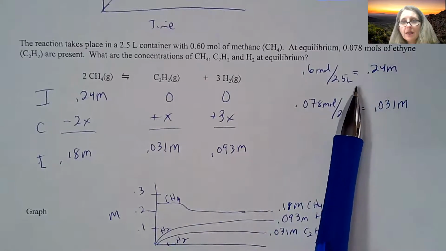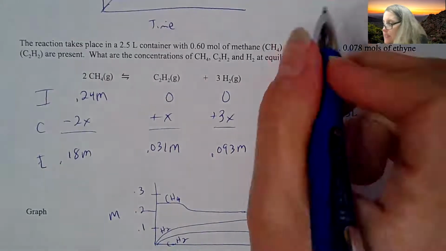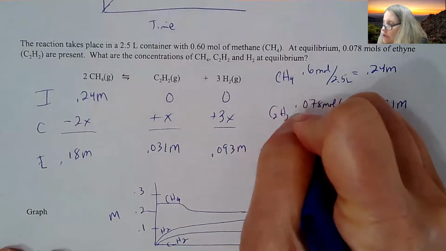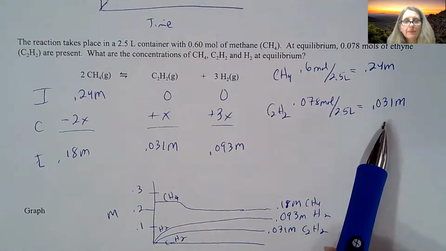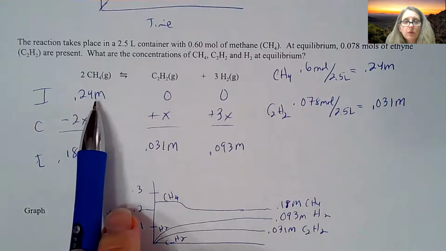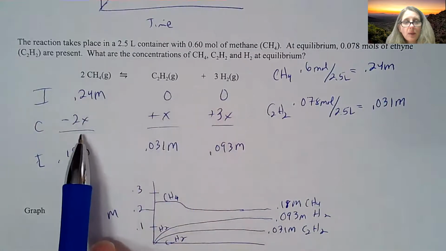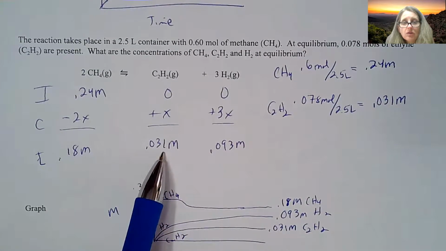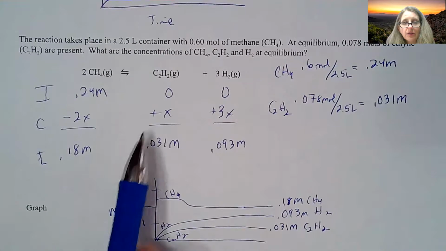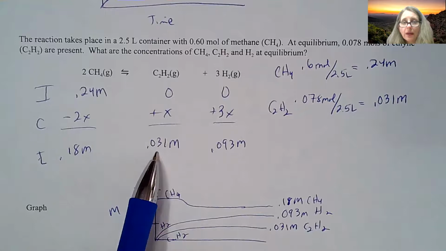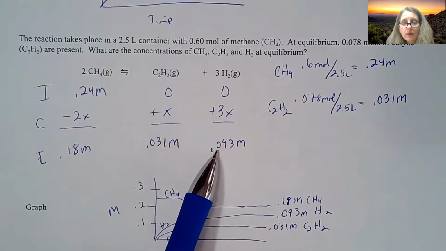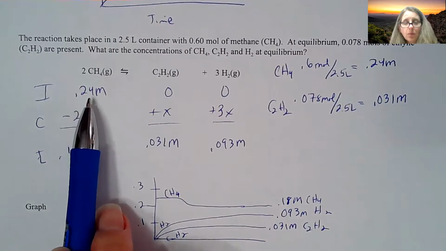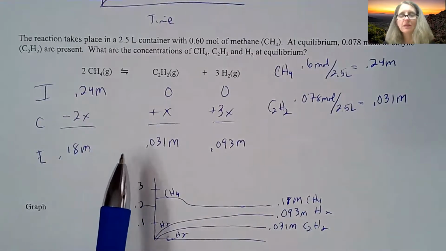What you will see over here on the side is I calculate the molarity of the methane, the CH4, taking the moles divided by the liters, and then this is the ethyne, the C2H2, over here on the right-hand side. So I have 0.24 molarity of the methane, this is starting at 0, 0, minus 2x, this is an x, this is a plus 3x. If this is my concentration at equilibrium, which I calculated over here, then x must be 0.031. That's what x has to equal. So 3 times that is 0.093 molarity.